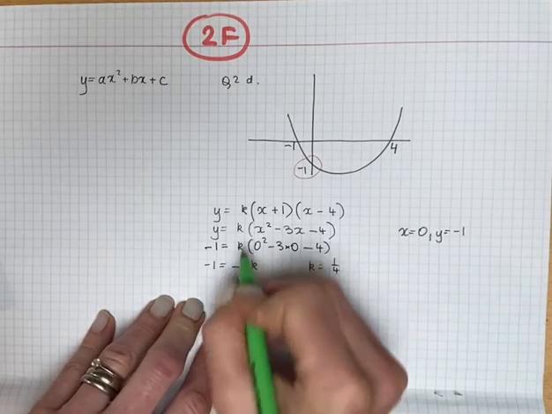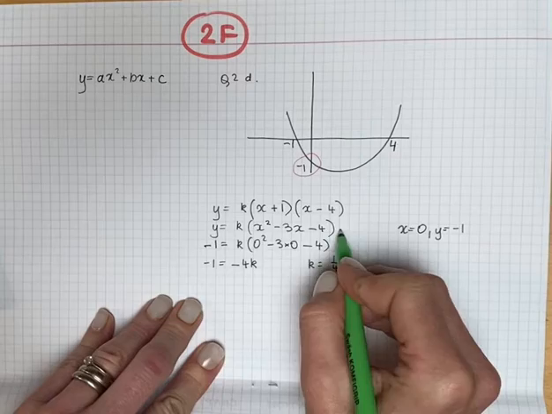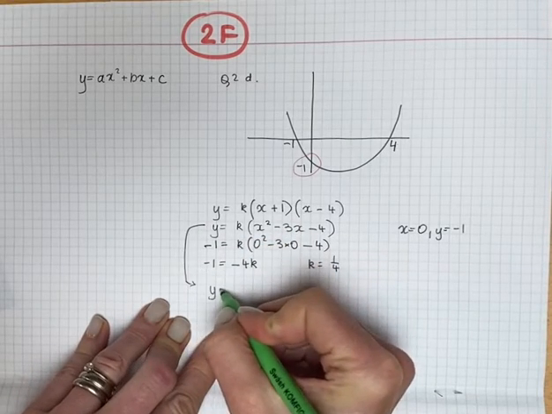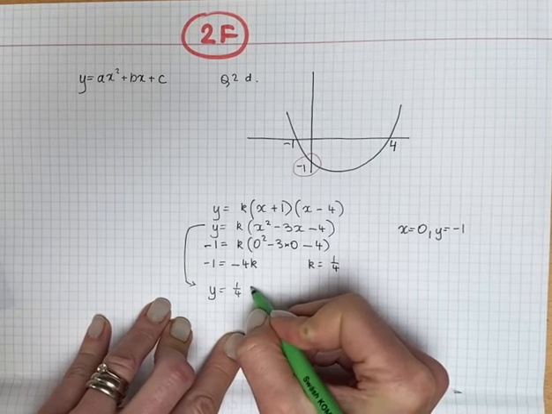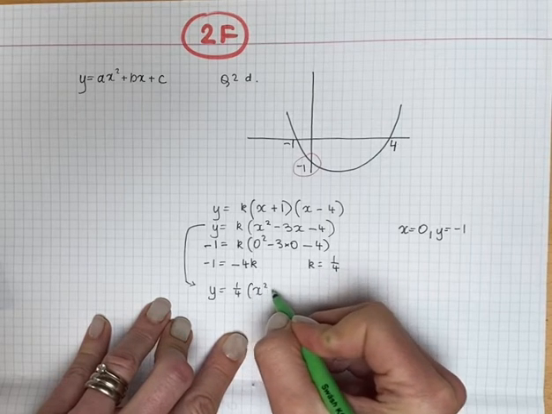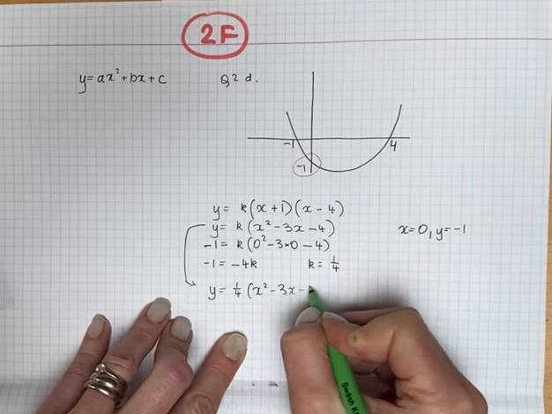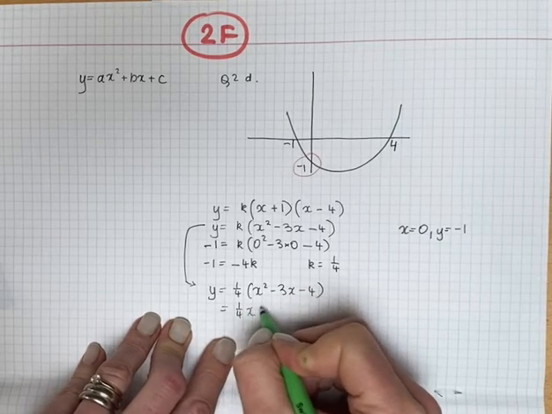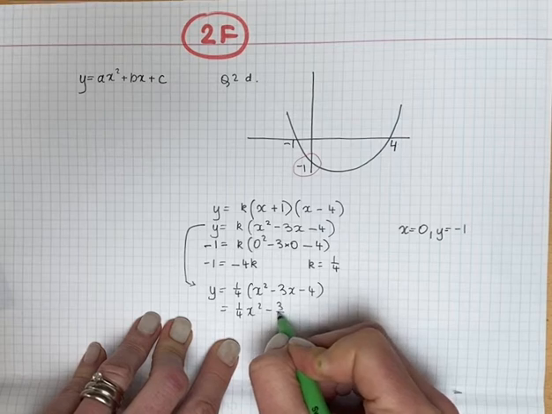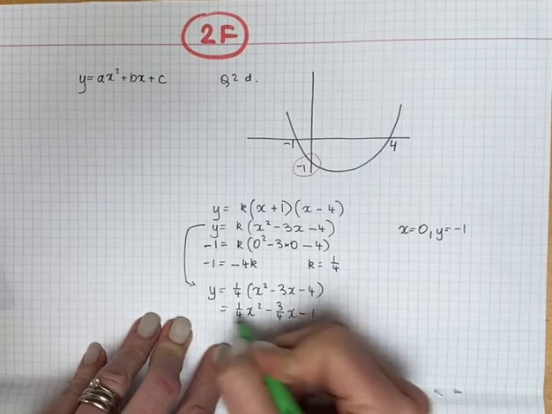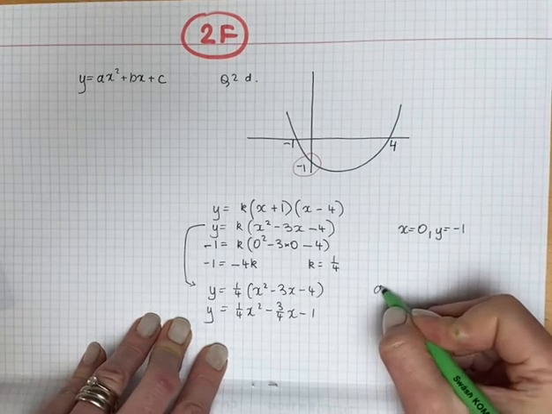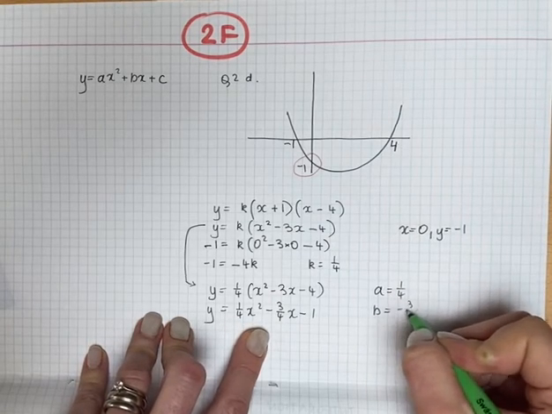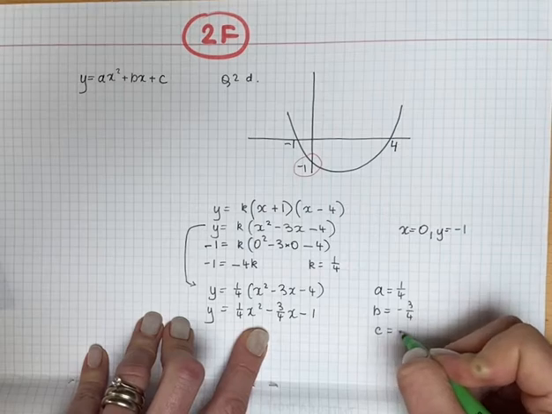If I sub it now into this equation, I'll get y equals a quarter times x squared minus 3x minus 4, which gives me a quarter x squared minus 3/4 of x minus 1. So the value of a is a quarter, of b is -3/4, and of c is -1.